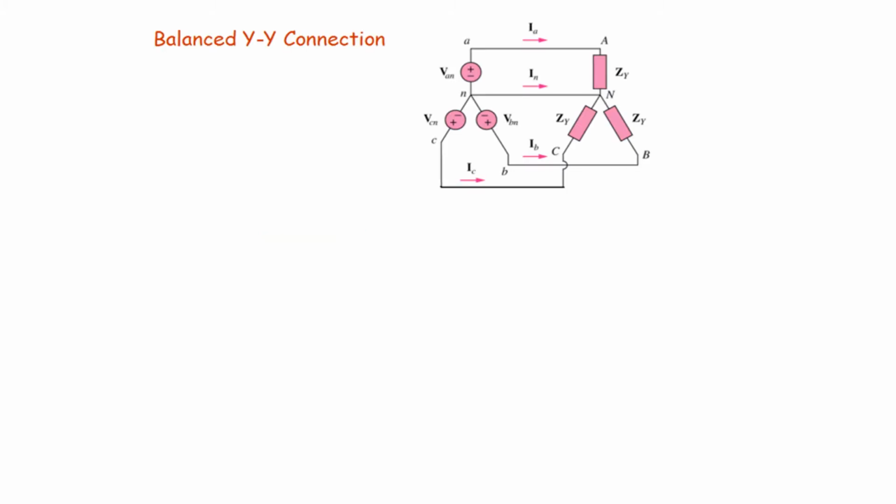Now if we have a balanced YY connection as shown here, the source and the load are all YY connected and balanced. What balanced means is that there is no current flow through the neutral. I'm sure you must have learned this in electrical network analysis. If you don't understand, I would recommend that you watch my video from electrical network analysis on power system. I think it's chapter 12.